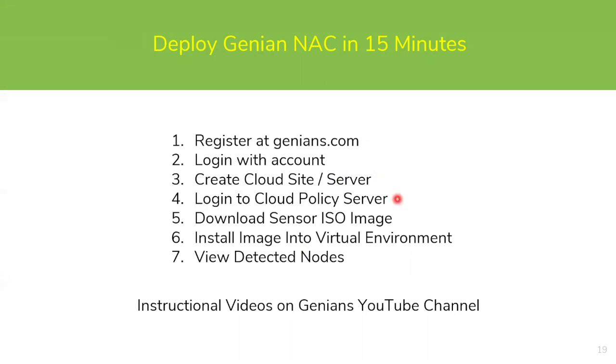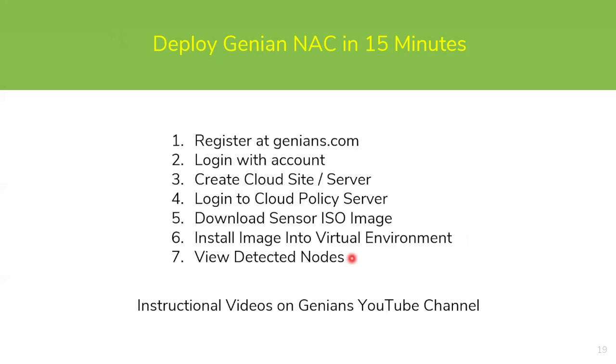Now, if you recall the architecture, there are two components: the policy server and the network sensor. Once you have your cloud policy server deployed, which can be done very quickly, you can then install your network sensor. This ISO image can be downloaded and it can be installed virtually or physically. And once you install that, we recommend virtual if you want to do a quick POC or just look at the system, it'll automatically start detecting nodes.